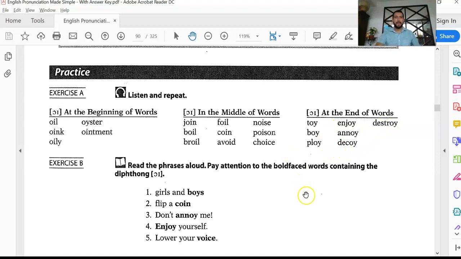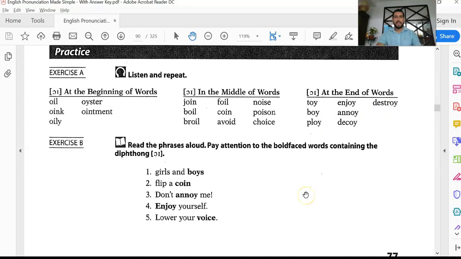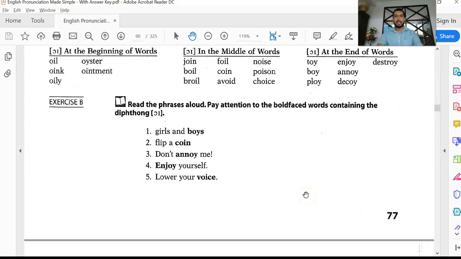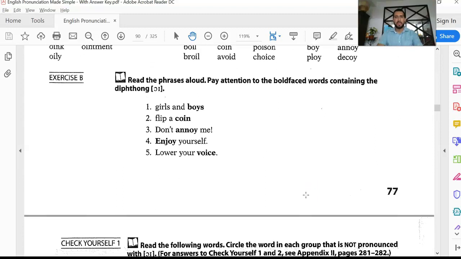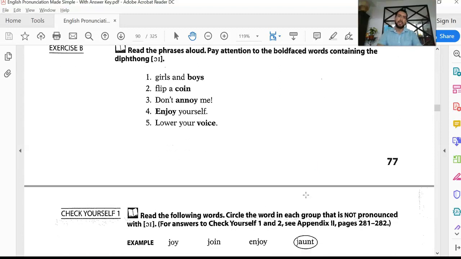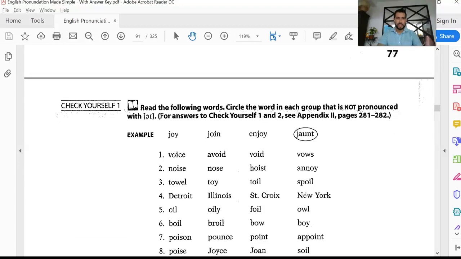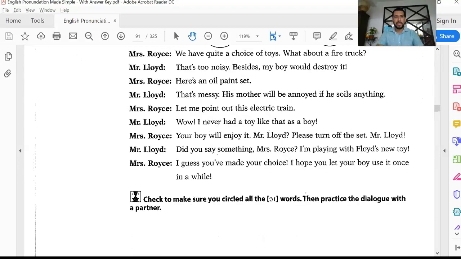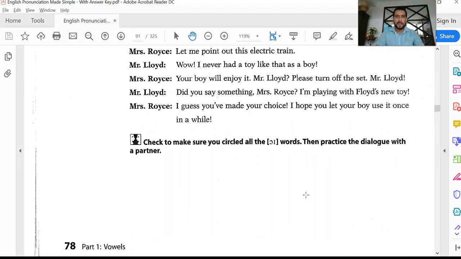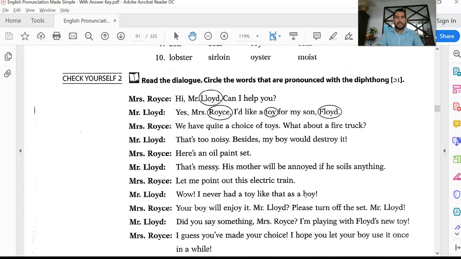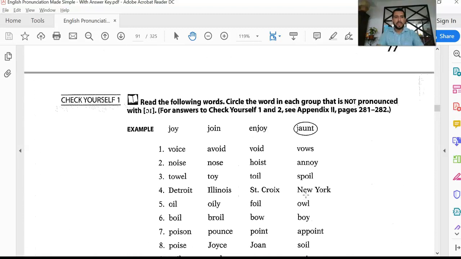All right? So here is an exercise for you to read out loud, paying close attention to the bold-faced words containing the diphthong oi. Things like girls and boys, flip a coin, don't annoy me, enjoy yourself, lower your voice. Check Yourself One on page, let me see what page that is, 78, is very similar to the Check Yourself exercise we did in the previous sound.